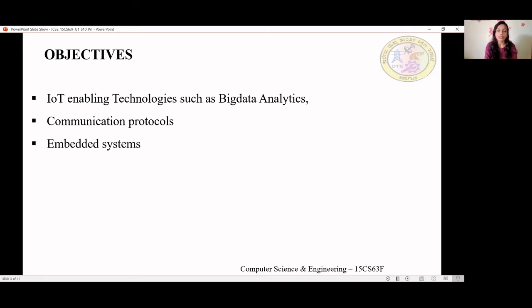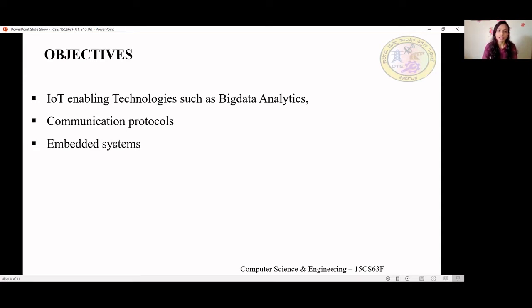Next is communication protocol. For IoT, we also need something called a communication protocol, that is for helping the things in the IoT network. We need a communication protocol which will help two things communicate with each other. We saw IoT protocols also, right? It is the same thing.